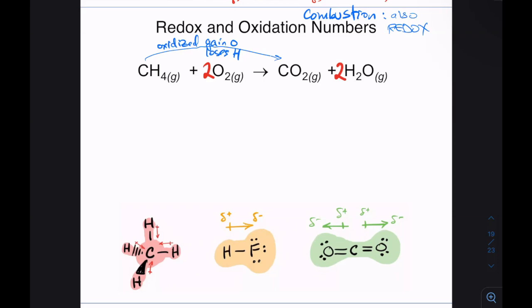Something has to be reduced. Okay. If carbon's being oxidized, the only thing that's left is the oxygen. That has to be reduced. But let's take a look formally at how we would find this, right? This is being reduced.